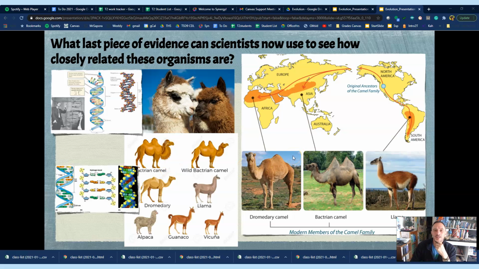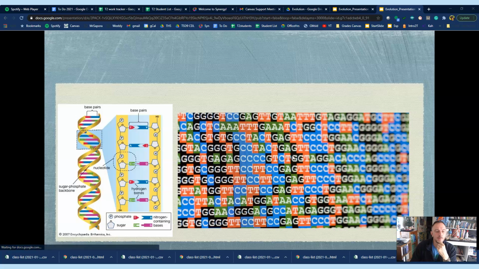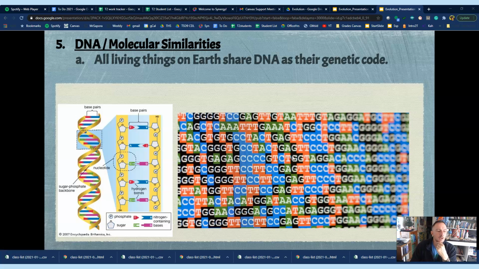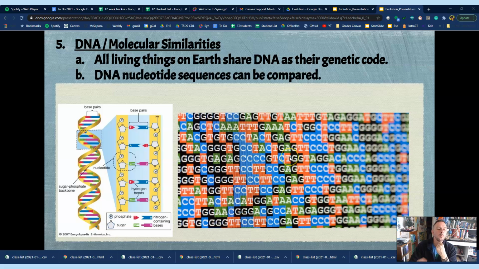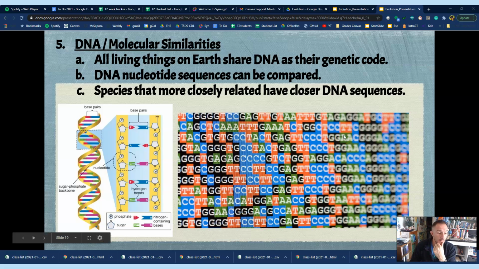So we can do this with other living things as well, and it shows relationships. DNA is another method from which we look and see how closely related things are. All living things here on Earth have DNA and use the same genetic code, A's, T's, C's, and G's, right? And so these DNA nucleotide sequences, which we've already talked about, can be compared.